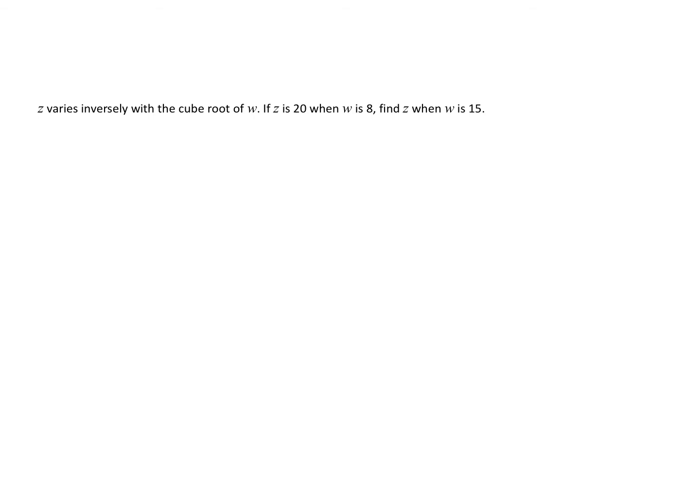Now this one here is just a generic one, doesn't have any particular application, but we have z varies inversely with the cube root of w. So z varies inversely with the cube root of w. So whenever you see the word inversely, it's 1 over. Now we can use the 20 and the 8 to find the value of k.